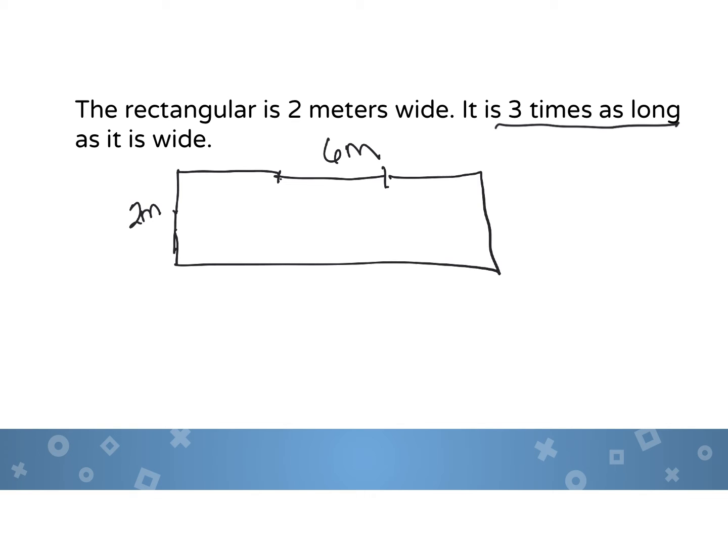So how would I find the area? My width times my length, or my length times my width. So I can say that the area of this rectangle is 12 square meters.